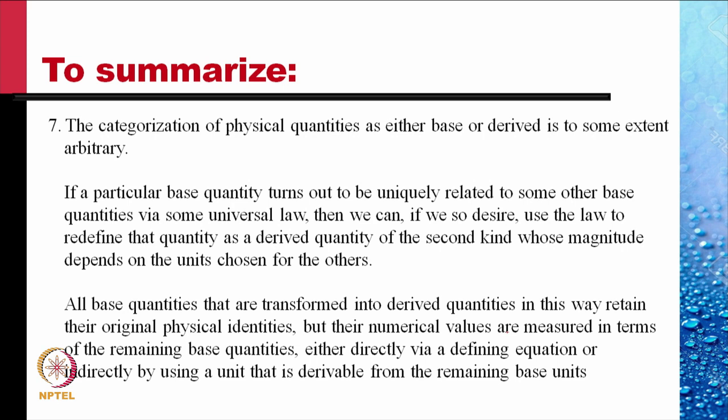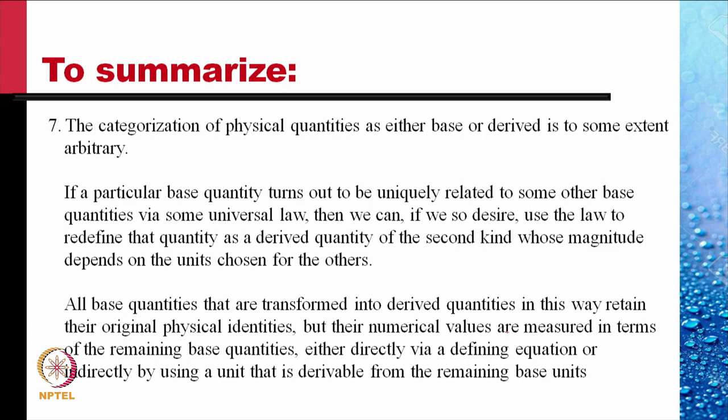The categorization of physical quantities as either base or derived is to some extent arbitrary. If a particular base quantity turns out to be uniquely related to some other base quantity via some universal law, then we can, if we so desire, use the law to redefine that quantity as a derived quantity of the second kind. Like we have derived mass as a derived quantity from Newton's law in the British system using the slug as a mass unit.